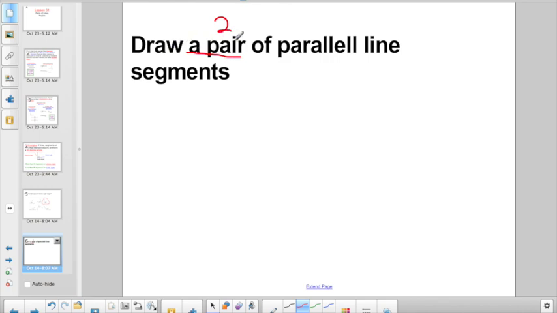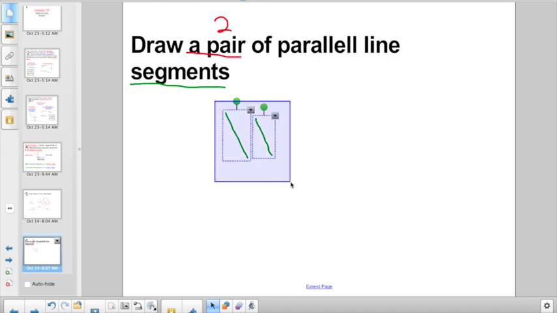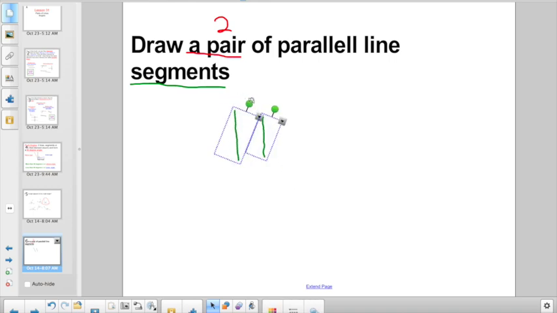So they want you to draw a pair of parallel line segments. If you have trouble keeping track of segments, rays, and lines, we talked about that in an earlier lesson, right? So you've got to draw two that are parallel and make sure they are segments. So I'm going to draw a segment, and then I'm going to simply draw another segment, and I'm going to make sure that they are parallel to the best of my abilities. They would never, ever, ever touch, no matter which way I put them, right?